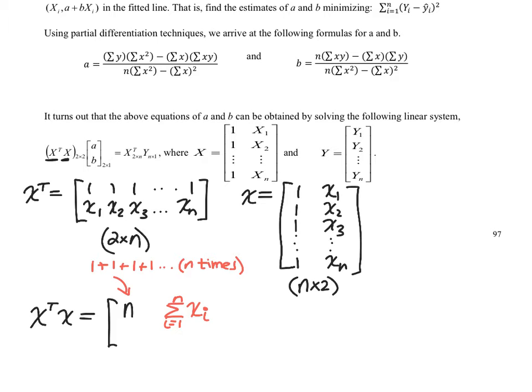Now, when I take the second row and multiply it by the first column, I'm going to get the same exact thing.